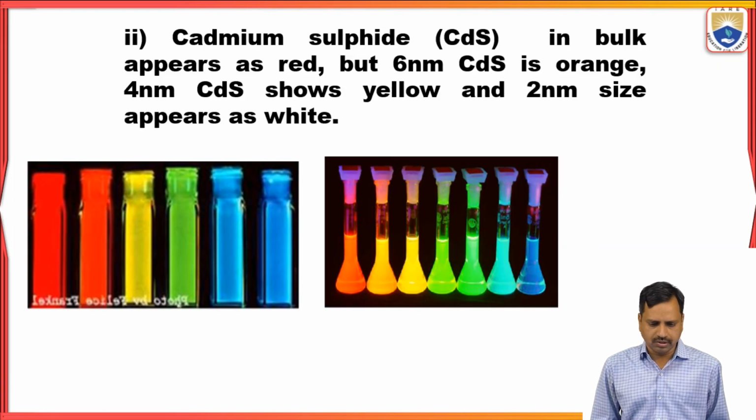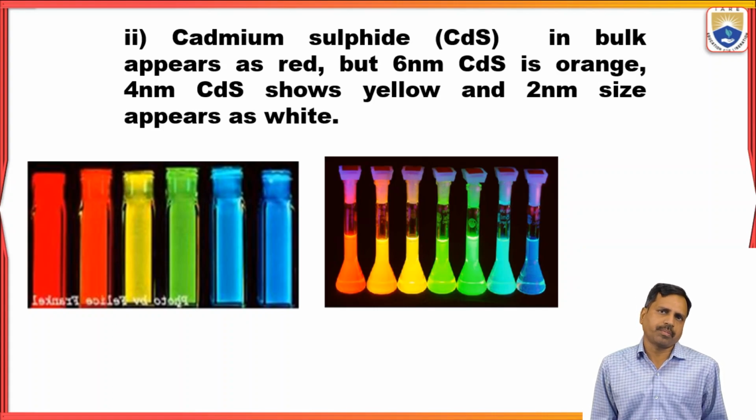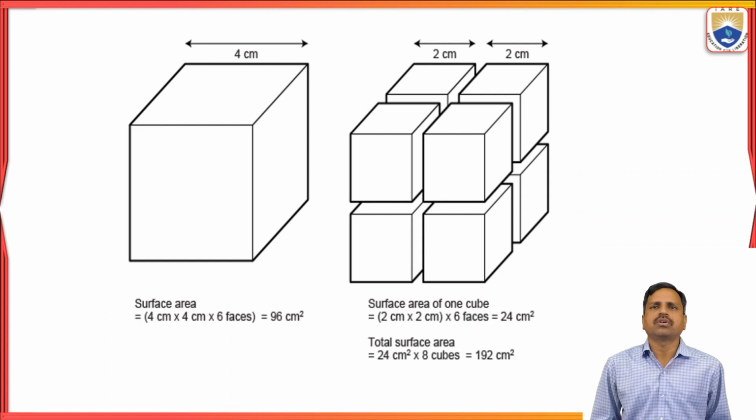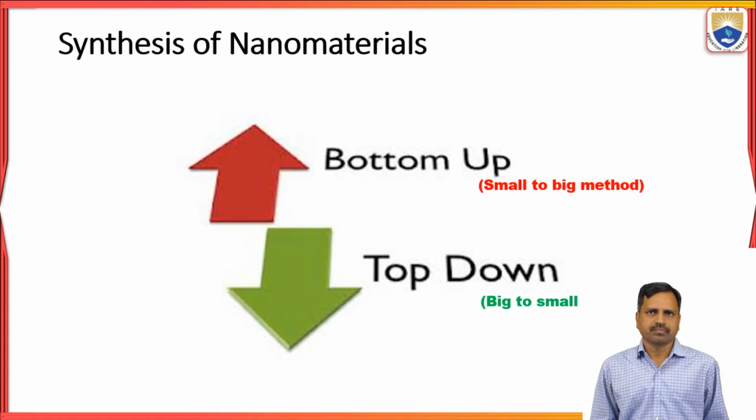We have also seen in the last class that when the particle size is reducing, the properties of the chemicals and of the material change. We have also seen how the surface area of the nanomaterials changes. In this class, we will see the bottom-up approach and the top-down approach today.